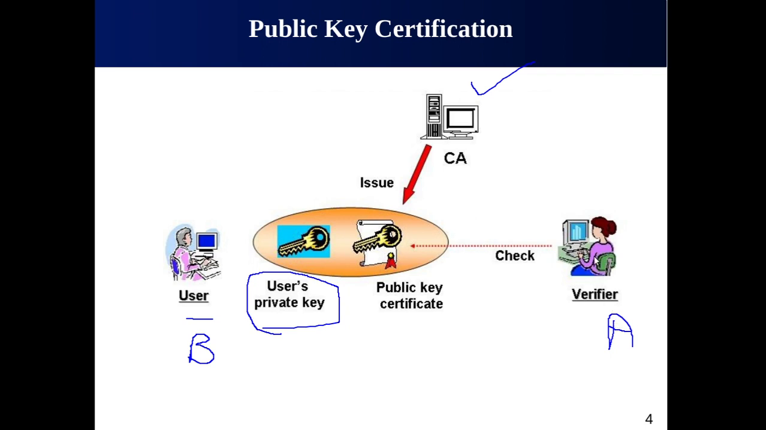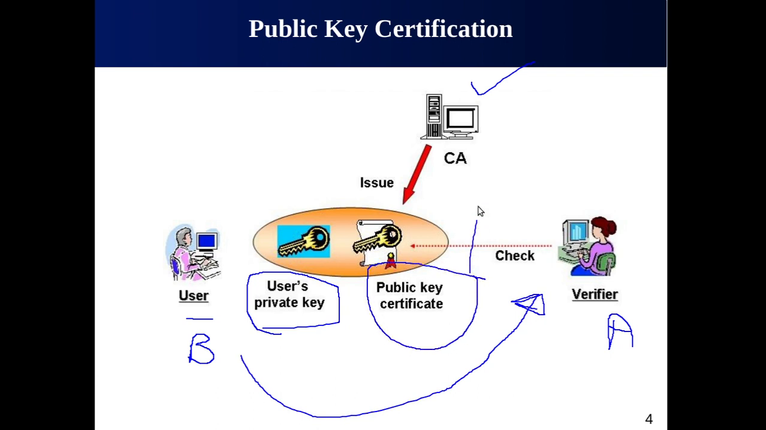But what does she need? She needs the public key of Bob. But that public key is not directly sent by Bob. Actually, this public key has been obtained from the certifying authority. What's happening here? Instead of using the digital signature, we are actually using the certificate, and that certificate needs to be verified with the certifying authority, with the CA.